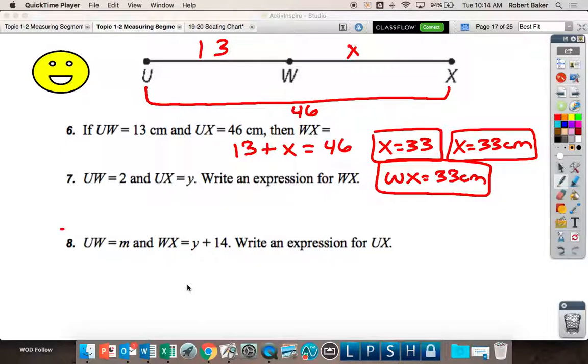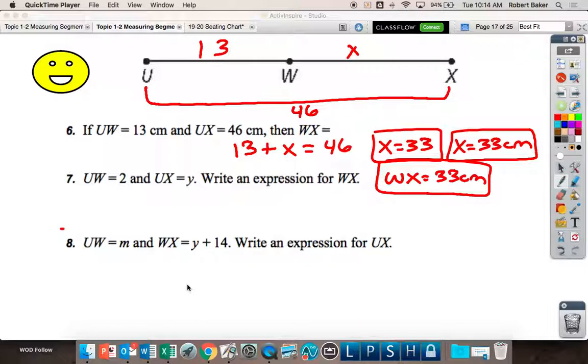All right, here we go. Same picture. It says the measurement of UW is 2. The measurement of UX is Y. Write an expression for the measurement of line segment WX. So, we're not really missing anything. It's just understanding what you're writing.